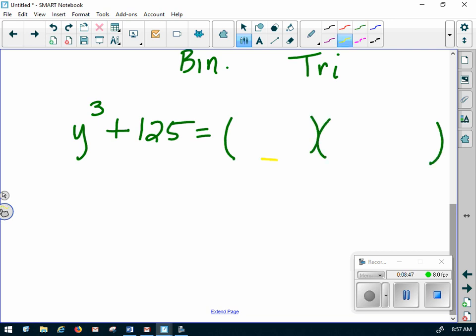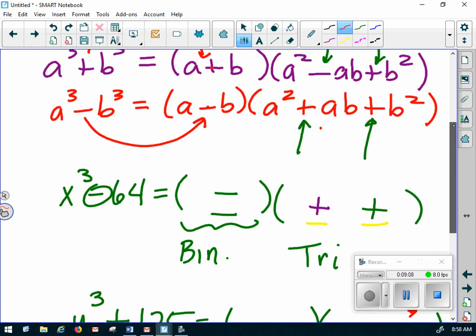Now we're going to put a sign here, and a sign here. Positive Y. Same. Opposite. Always positive. Good. The signs are the hardest part. I want you to understand why this last one is always positive.